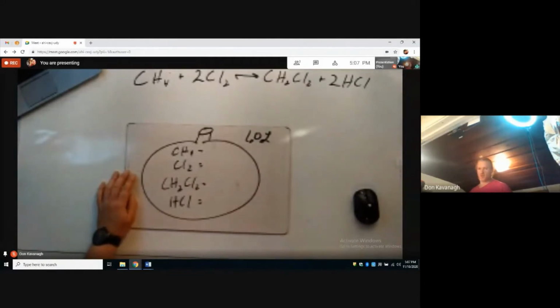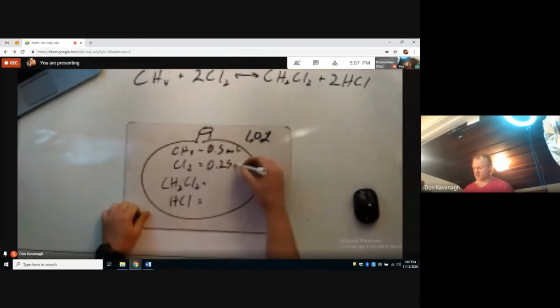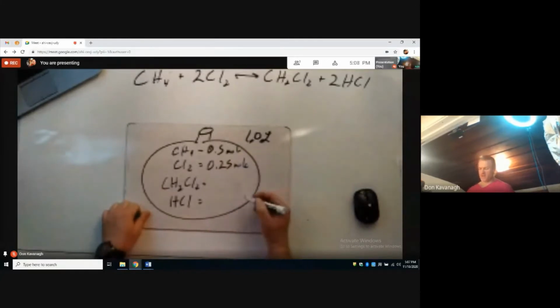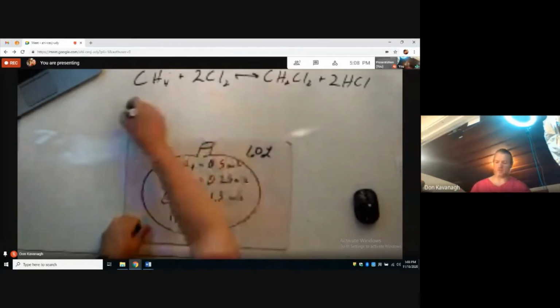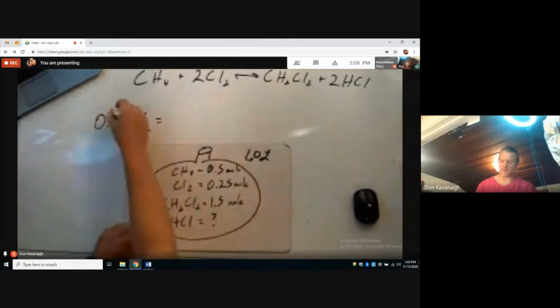We are given the quantities of some of these. We have 1/2 mole of methane. We have 0.25 moles of chlorine. We have 1.5 moles of dichloromethane. And we don't know how much HCl is present in there. We are told that the equilibrium constant K equals 0.5.